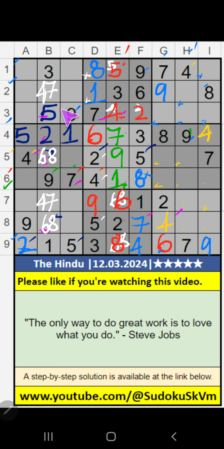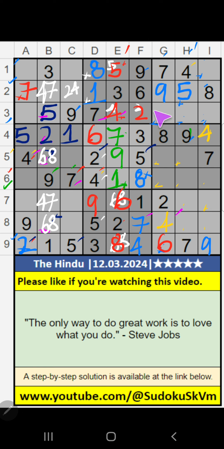First row and third row, we have 5. So 5 can't come in these cells. Then 5 is confirmed here. Then second row, 3 numbers are remaining. 2, 4, 7. Column A, we have 2 and 4. So 2 and 4 can't come in these cells. It will come in one of these cells. We will confirm later. Then second row, only one number remaining. 7. 7 is confirmed here.